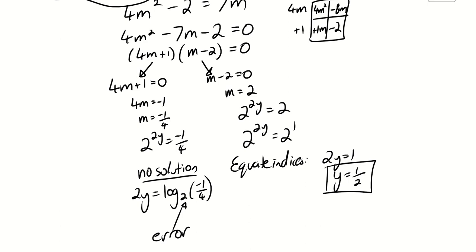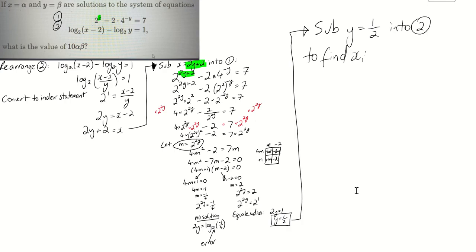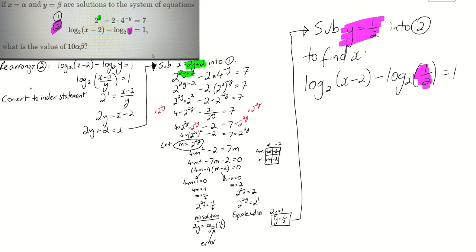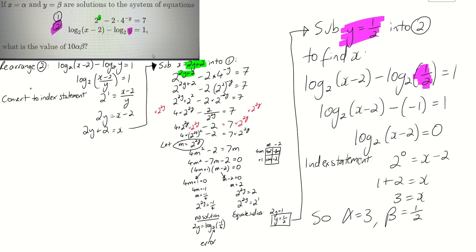So zooming back out onto the big problem. My job is now to sub y equals a half into equation 2 to try and solve for x. There we go, there's the substitution, and if you got this far, you can probably solve for x by yourself. There we are, so x equals 3, and then to go back to answer the original question, I know that alpha is 3, beta is a half. I know that 10 alpha beta will be 10 times 3 times a half, which is 15.